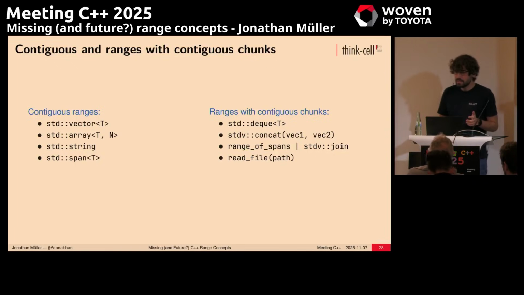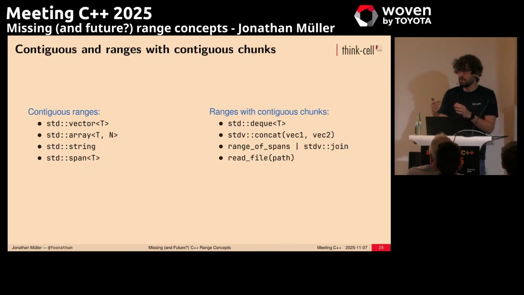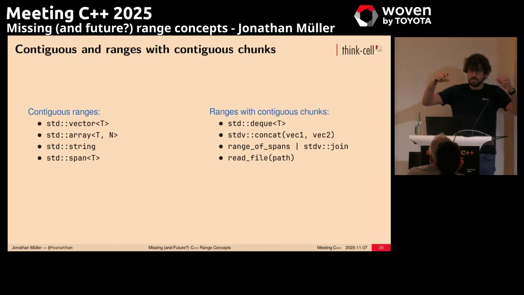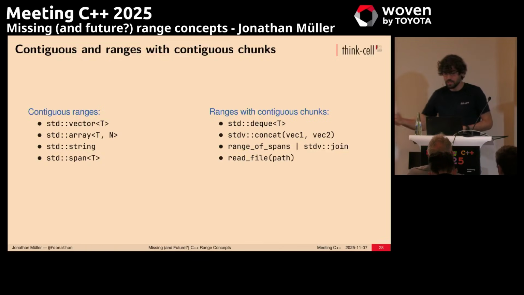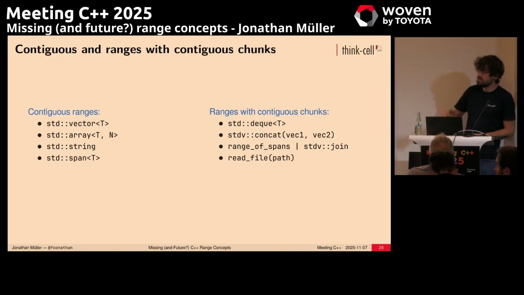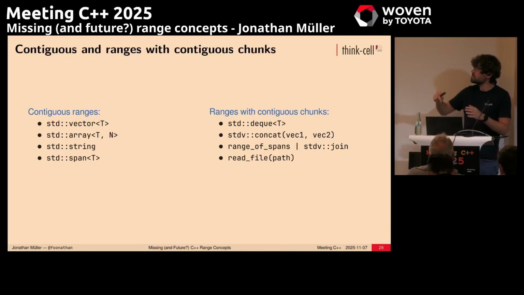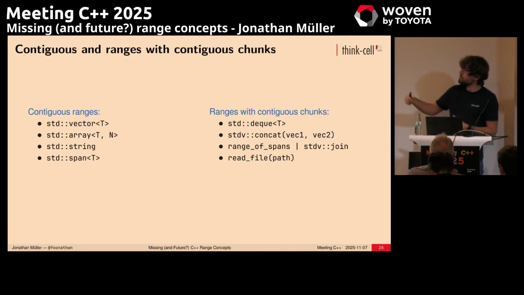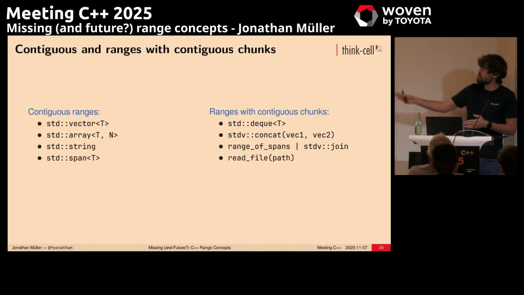But a deque is like a range of contiguous chunks, right? And so it would be nice if we could somehow use memcopy for the contiguous parts, but still also allow that, because you can't memcopy the entire deque, you can only copy chunks of it. Similarly, if you concatenate two vectors, that's clearly two contiguous parts, so you want some way to make that possible. Also, if you have a range of spans and you join it, same deal. You now have many contiguous chunks, right?